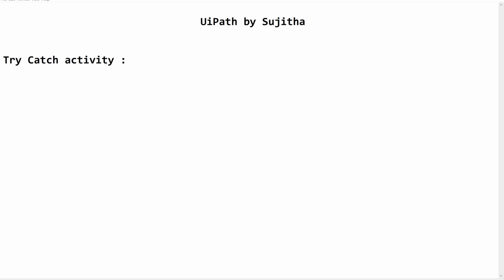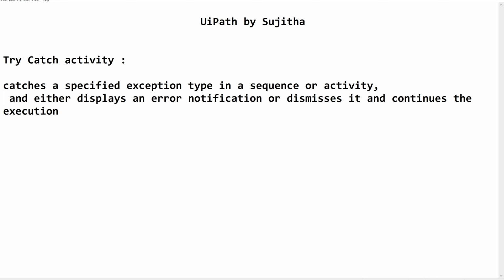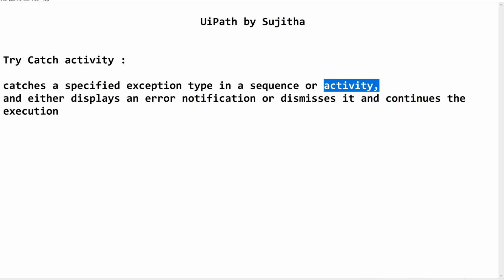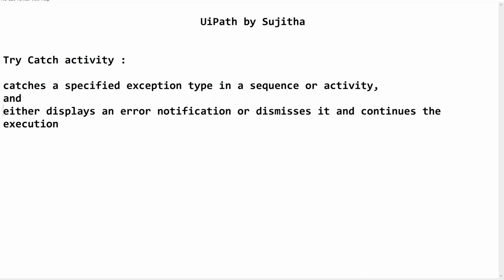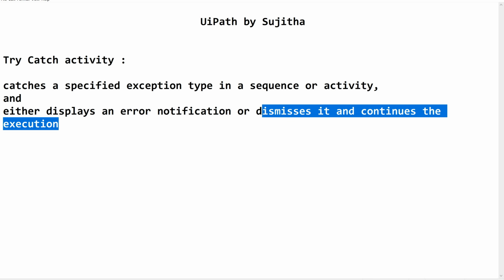TryCatch activity, what it is doing, it catches a specified exception type in a sequence or in an activity and either displays an error notification or dismisses it and continues the execution. So I can say like it is going to catch the specified exception type in any sequence or in any activity. And what it is going to do, it is displaying the error notification, or it may dismiss it and continues the execution, right? Clear, right?